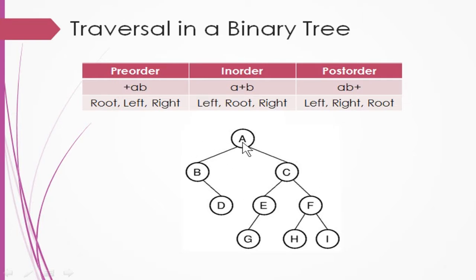So it will be: first visit the root, then left, then the right. In in-order traversal, first you have to visit B, and then A, then C. That means left, root, and then right. In post-order, you have to first visit the left subtree, and then the right subtree, and then the root. So you go to B and C and A. We will come to these sub nodes in the next slides. We are going to discuss each and every order of traversal in detail.